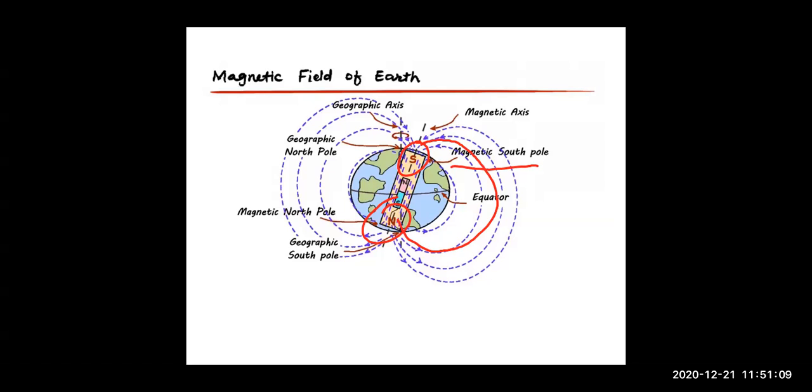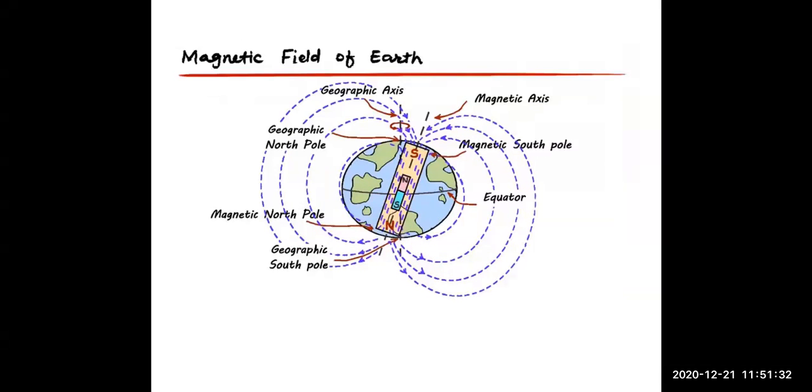Or children, you can say that it is opposite for this. See children, it is from geographic south to geographic north. And if we talk in terms of magnetic, it is from magnetic north towards magnetic south. So don't get confused. Just clear the concept over here.